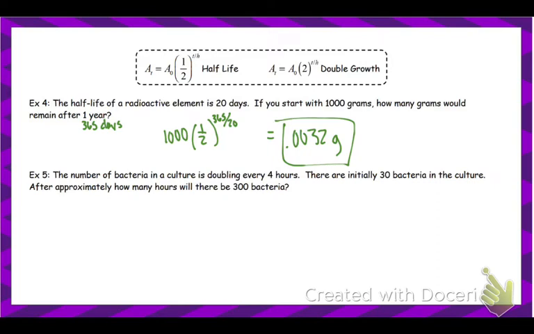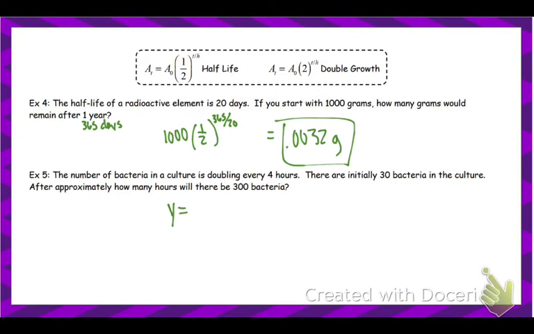So a similar formula but the opposite reaction here is doubling growth. If something doubles every set number of hours or days, etc., we can use a very similar equation, just with a 2. Or tripling or quadrupling. As long as it's consistent over a period of time, we can use a very similar formula to this. So this next one, we have the number of bacteria doubling every 4 hours. There are initially 30 bacteria. Approximately how many hours will there be 300 bacteria? So let's set up our equation.